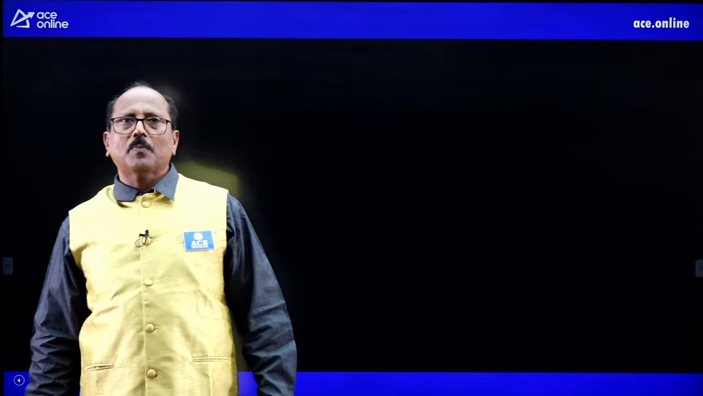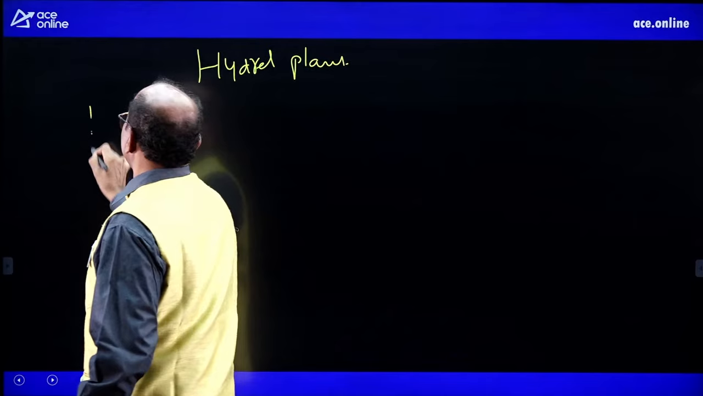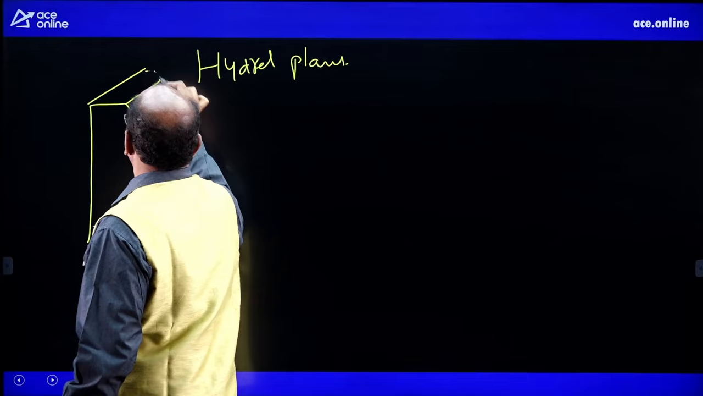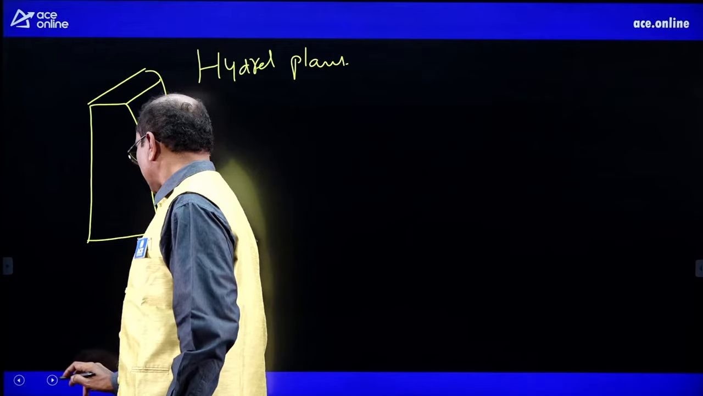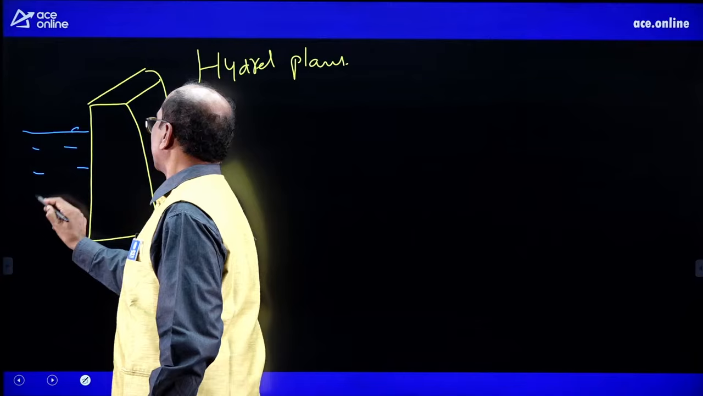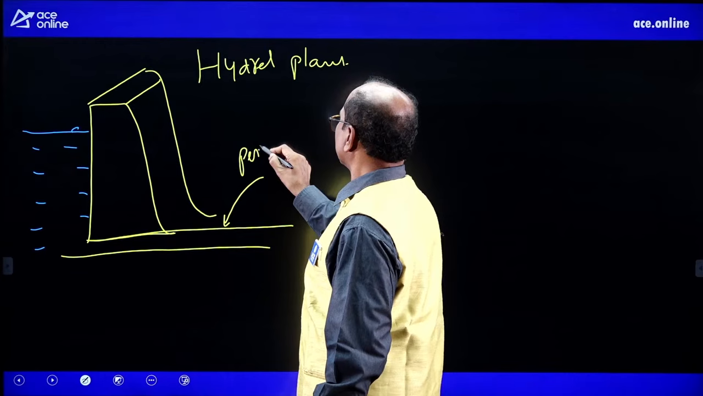Hydro power plant, okay, let us say hydro power plant components. We need a dam. This is called a dam, with a spillway. Examples: Nagarjuna Sagar, Srisailam, Pulichintala. Here the dam is constructed, right? Water is stagnated here. This is called the reservoir. Now, this is called the penstock. A penstock is nothing but a pipe, a steel pipe.